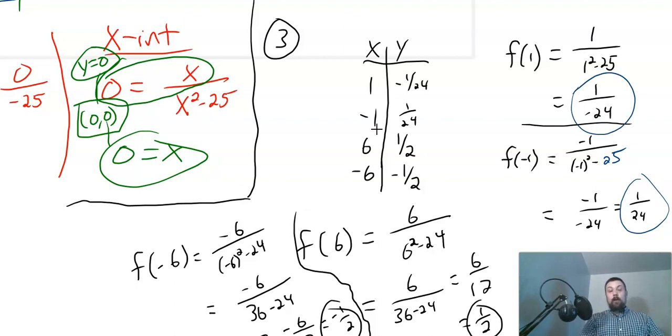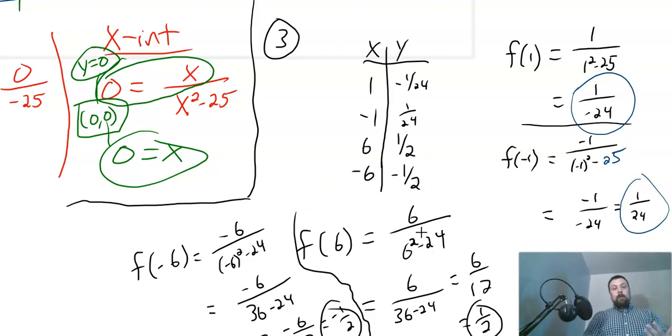So when you plug in -1 for x, you get +1 over 24, which is just above the horizontal asymptote. So not only is there a point on the horizontal asymptote in the middle, but it actually crosses through, because it's positive on one side and negative on the other side, it's crossing through the asymptote.